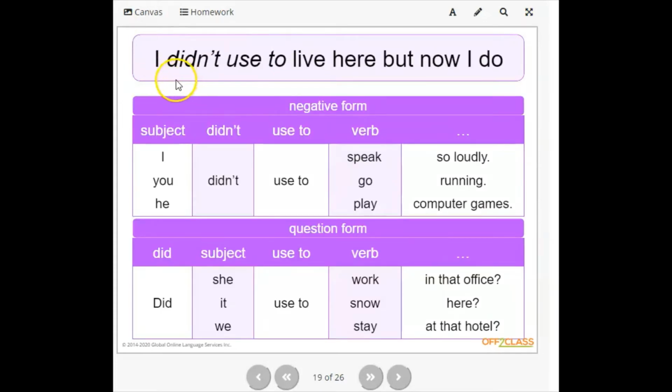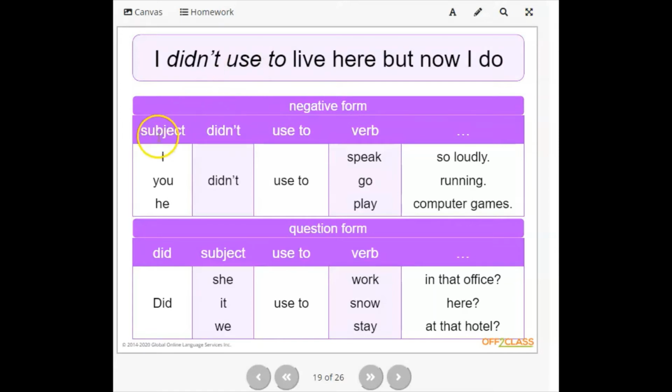Okay, now the negative form. I didn't used to live here, but I do now. Okay, so notice here the form. You just use the auxiliary didn't, and then we've got the infinitive use, right? So we lose the D, but notice because the D sound wasn't pronounced in the affirmative, we don't have the letter D here. So actually the pronunciation is the same here. It's used to, the same pronunciation as in the affirmative. I didn't used to live here, but now I do.